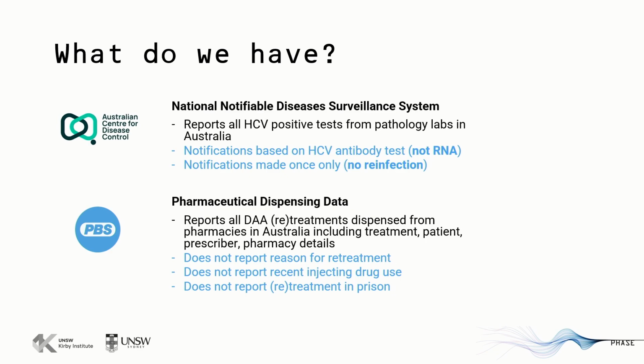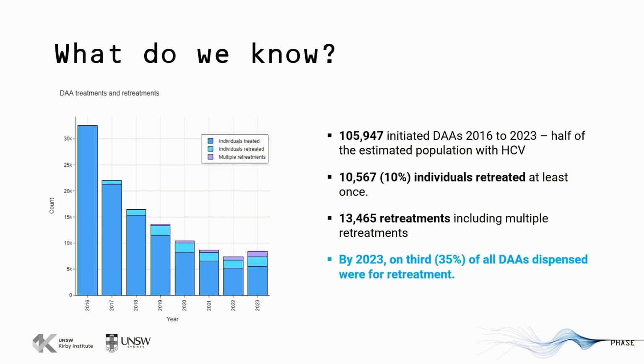Then we have pharmaceutical dispensing data. So this data reports every DAA treatment and retreatment that is dispensed from pharmacies around Australia. So it includes data on the DAA, the patient, the prescriber, and some demographic details as well, but it doesn't report reason for retreatment, whether this person has recent injecting drug use, or whether retreatment is occurring in prison.